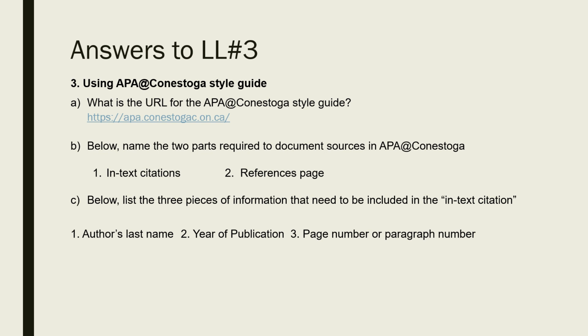B, below, name the two parts required to document sources in APA at Conestoga. Those two parts are 1, in-text citations, and 2, references page. C, below, list the 3 pieces of information that need to be included in the in-text citation. First, you need the author's last name. 2, you need the year of publication. And 3, the page number or paragraph number. You can skip ahead because we will not be doing learning log number 4.